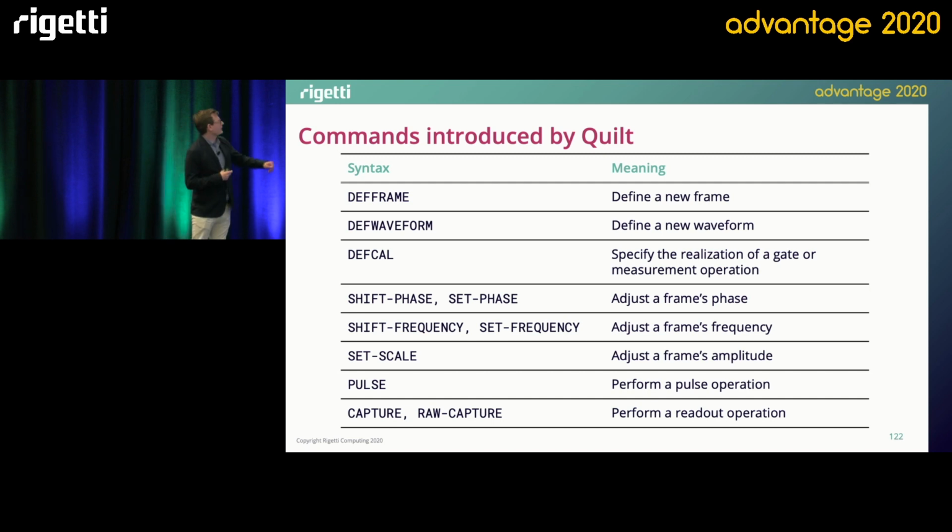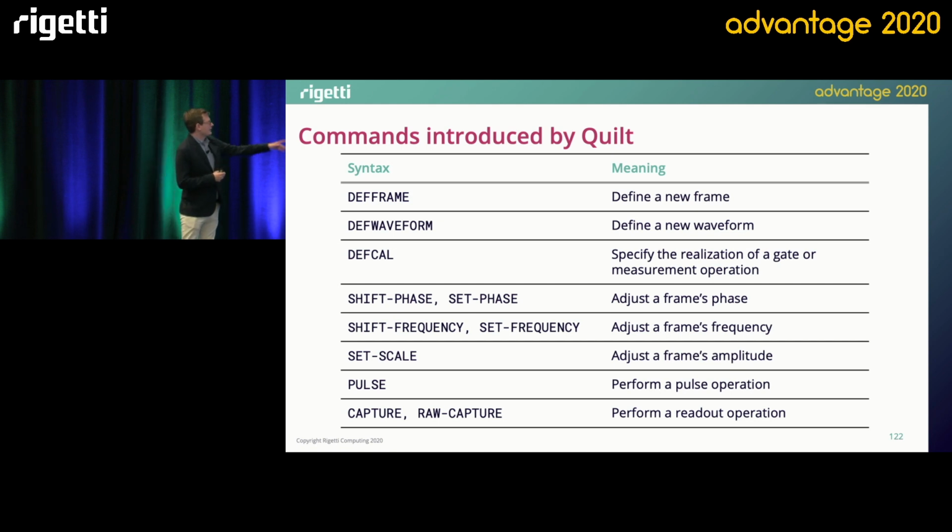The next few commands, the shift and set commands, shift phase, set scale, set frequency, shift frequency, and so on, are, again, exactly as it says. It allows you to change the frequency on this frame, allows you to change the amplitude of the waveform that's to come out completely dynamically. In the middle of your program, you can change this. It doesn't need to be set ahead of time.